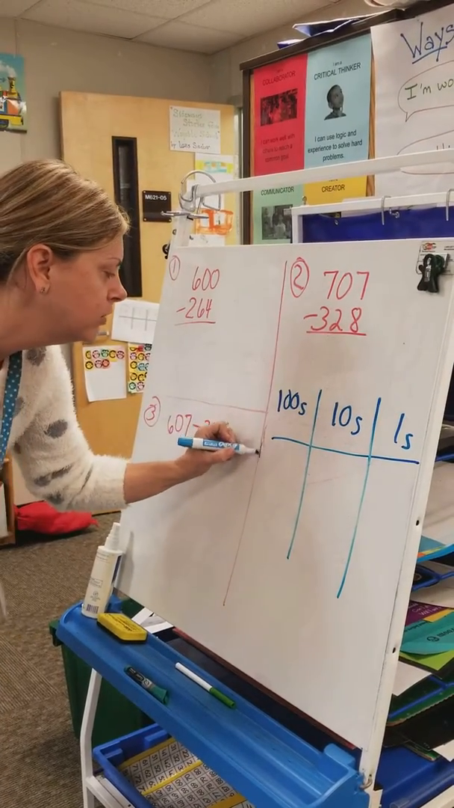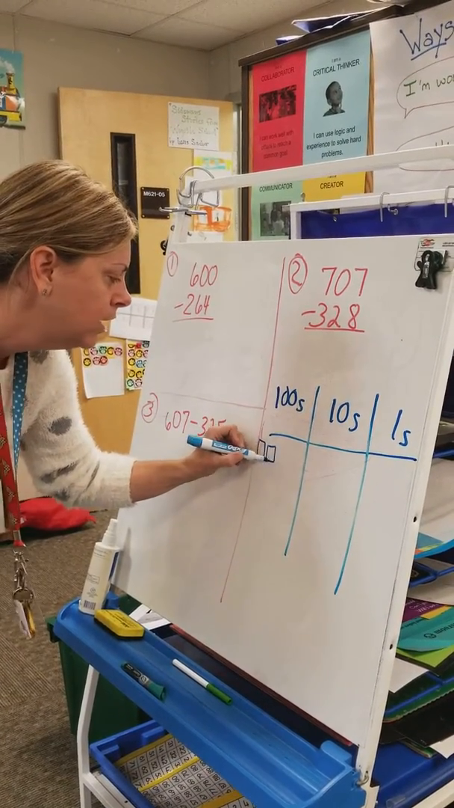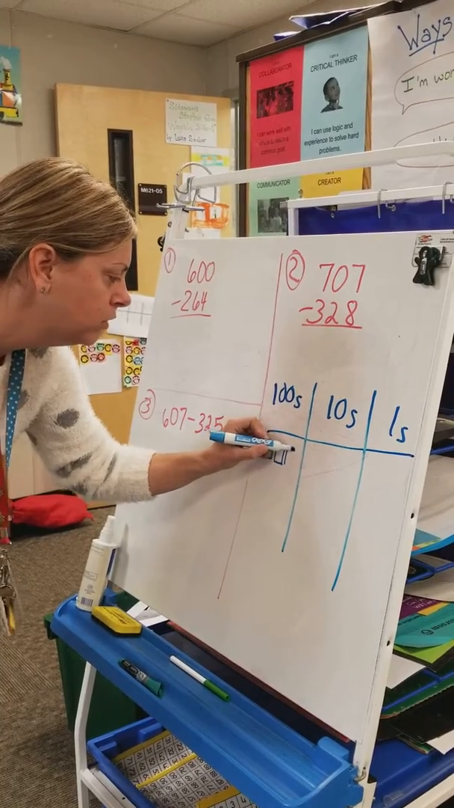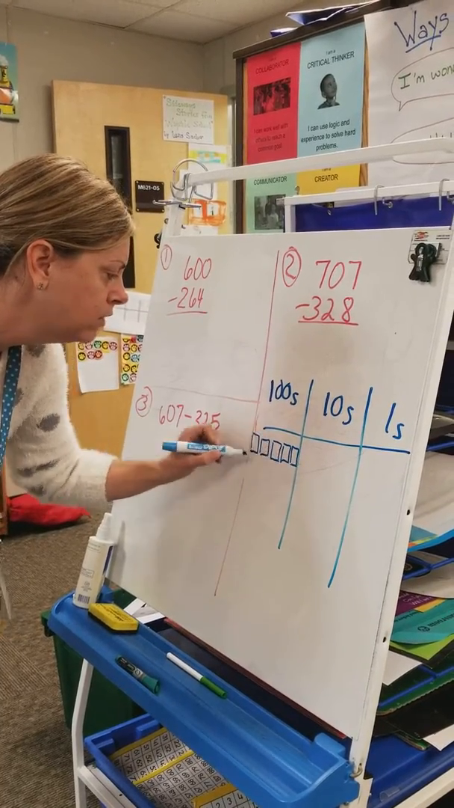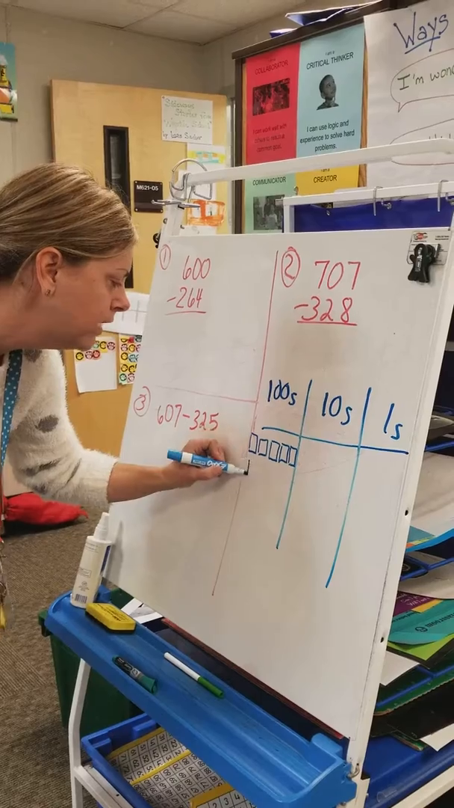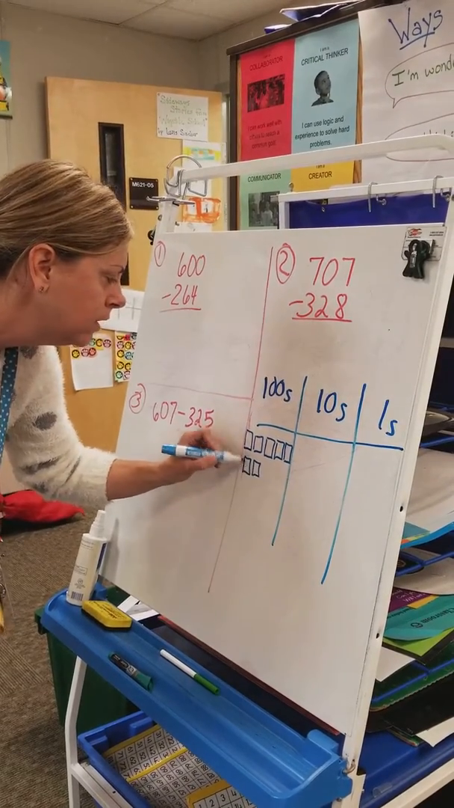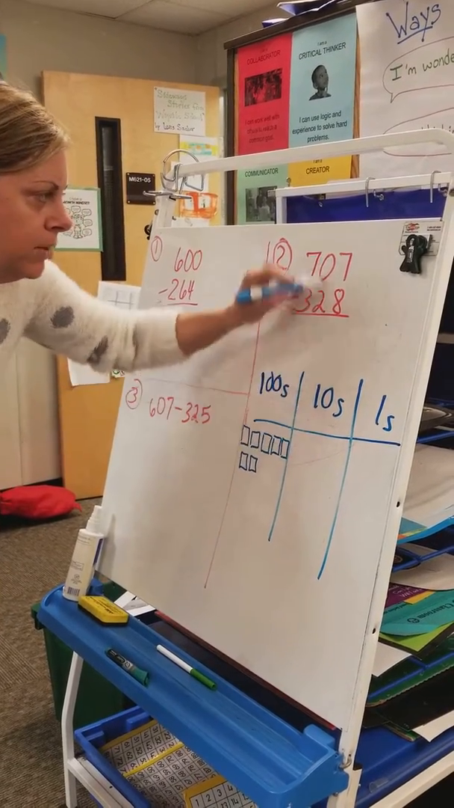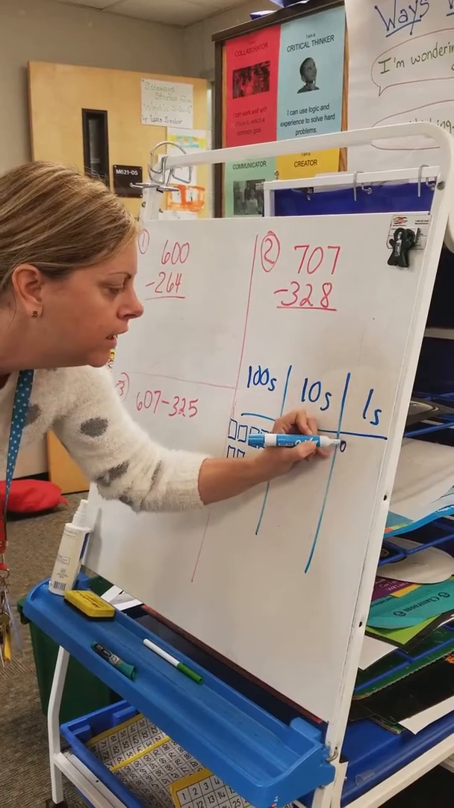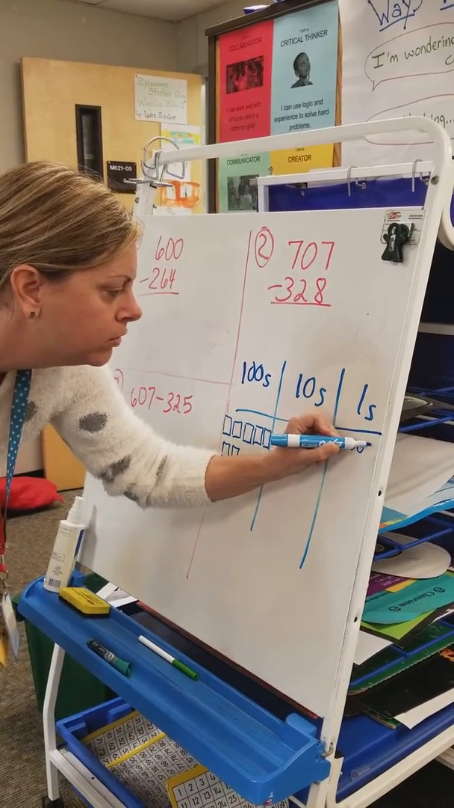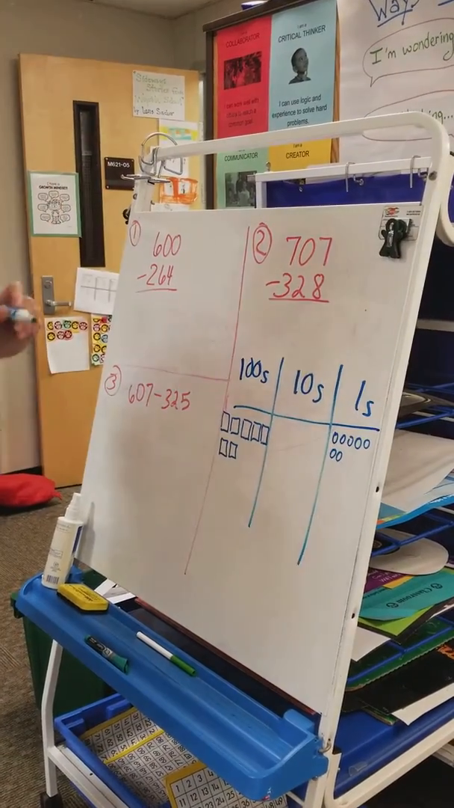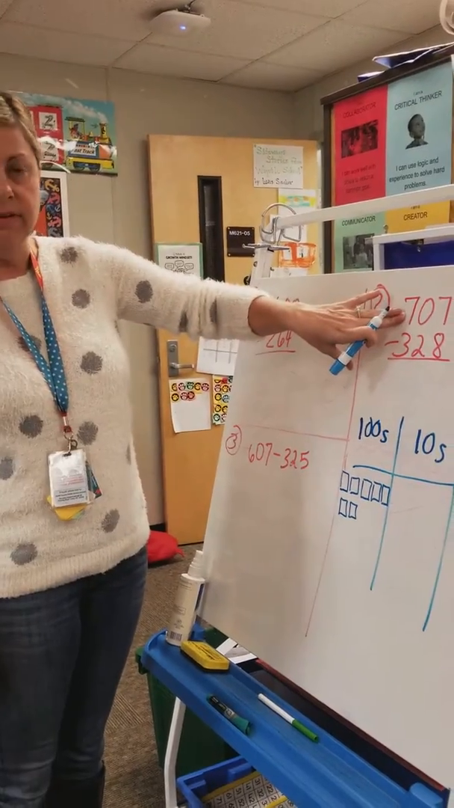So I'm going to make a picture of 700s. I teach my students to put them in groups of 5. So since it's 700s, I'll put 5 on top and 2 on the bottom. I have 0 tens, so this stays blank, and I have 7 ones. Again, I teach them to group them in groups of 5. So this is a picture of 707.